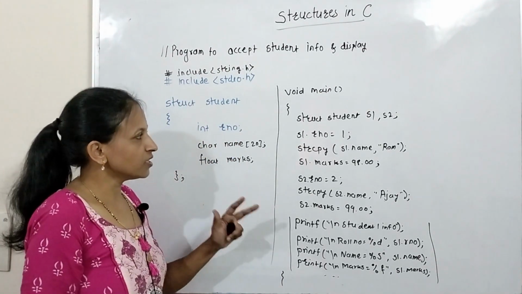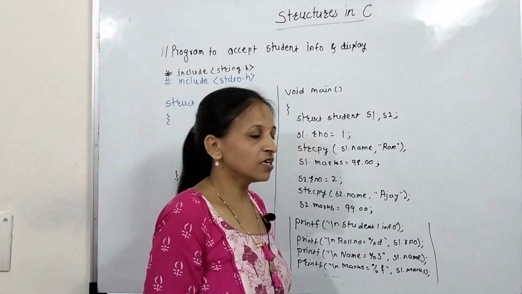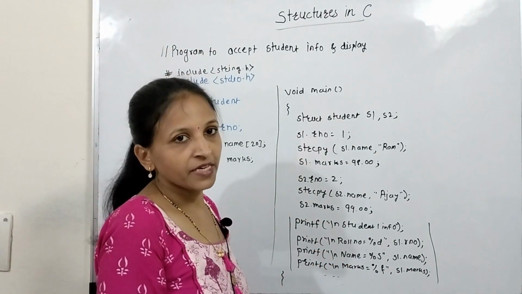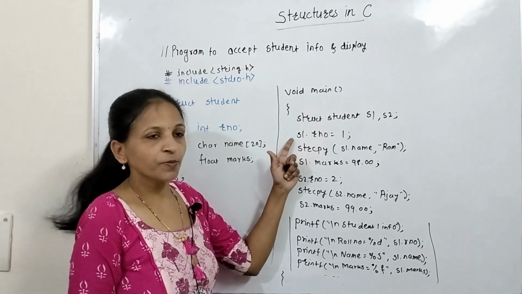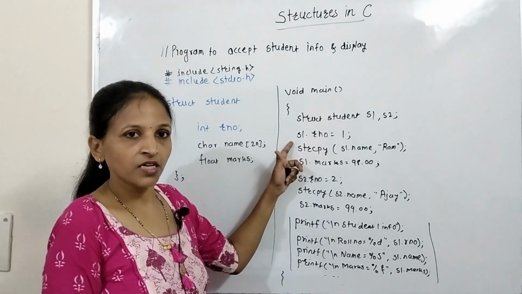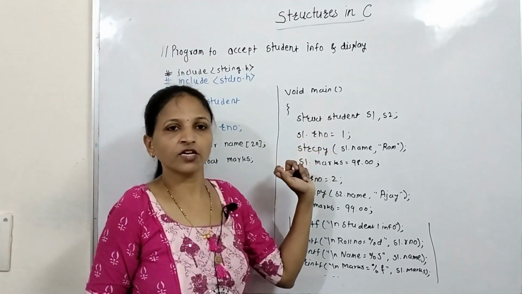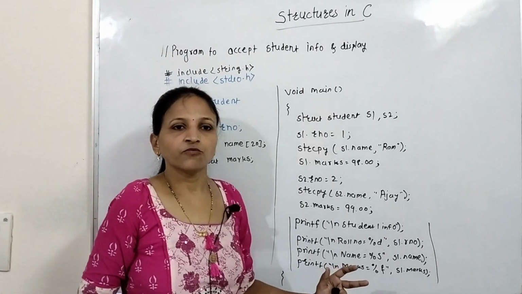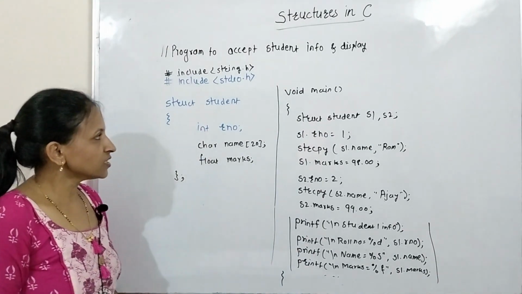Now in this way we can write a program to accept student information. Here I am just directly assigning data about two students and displaying it. You can even accept data from the user also. Like here you can give a message like enter roll number of first student, then just scanf %d comma ampersand s1 dot rno. In that way also you can accept data about those students from the user and then display in this format. Okay, this is the program.